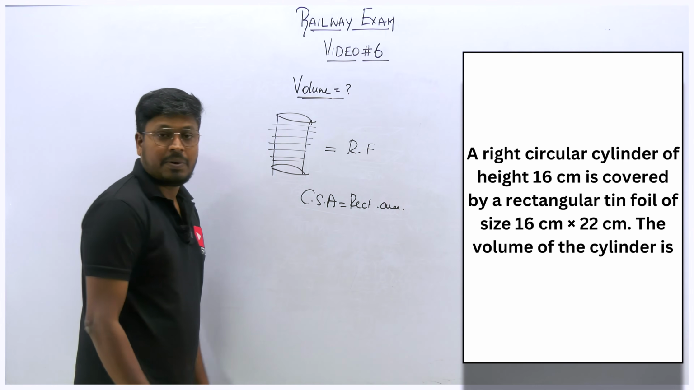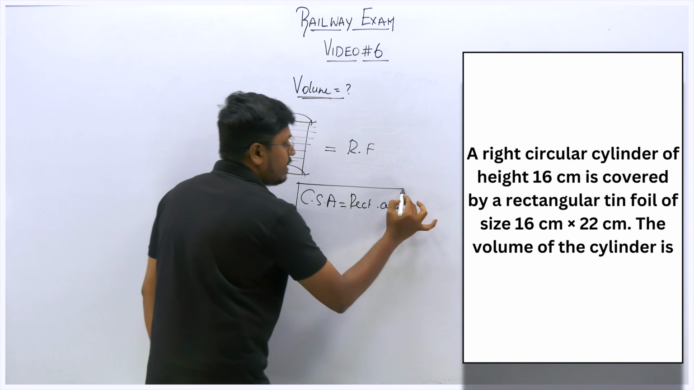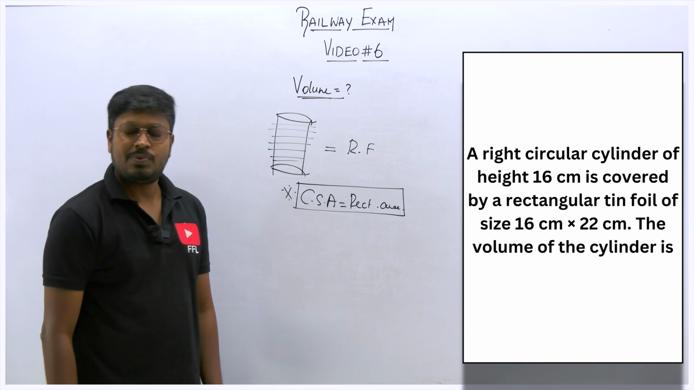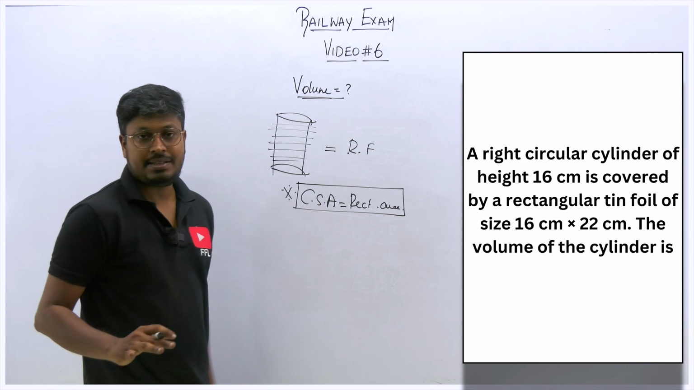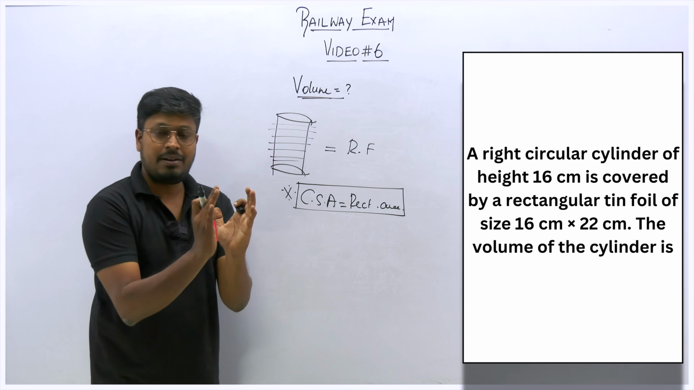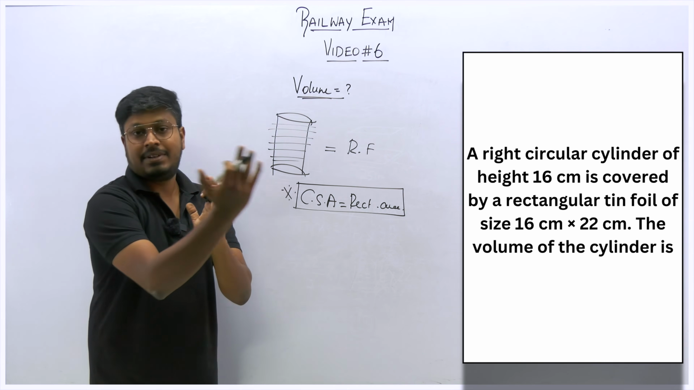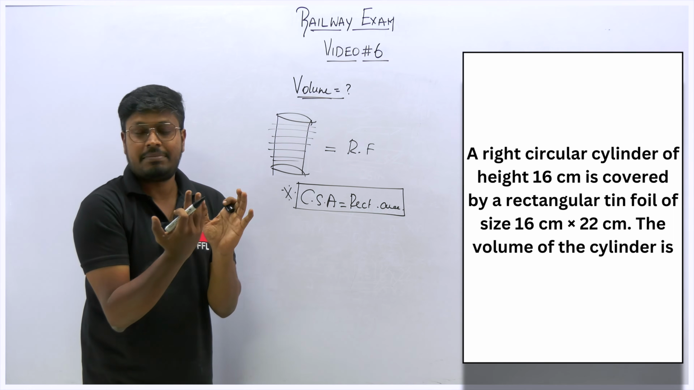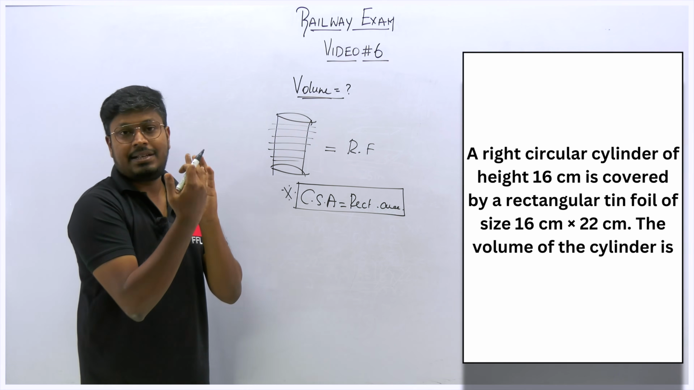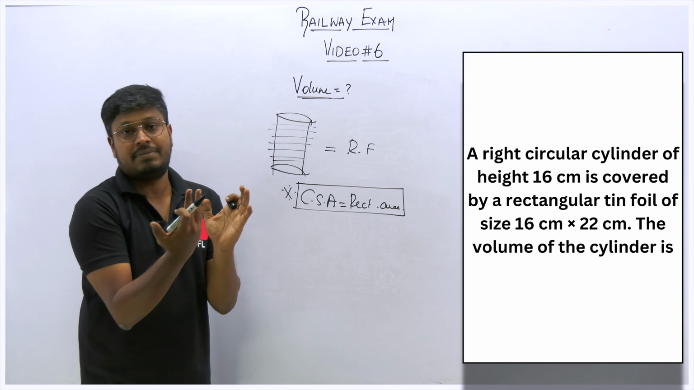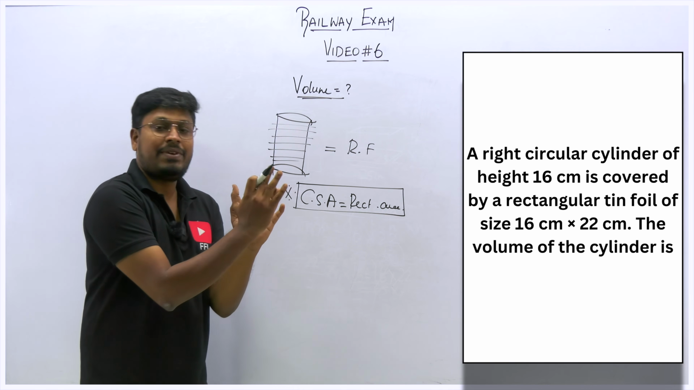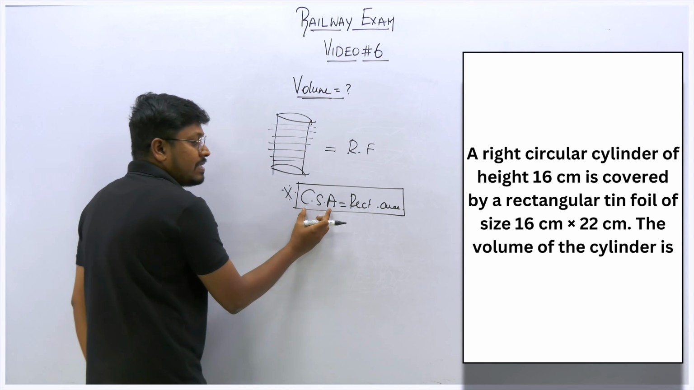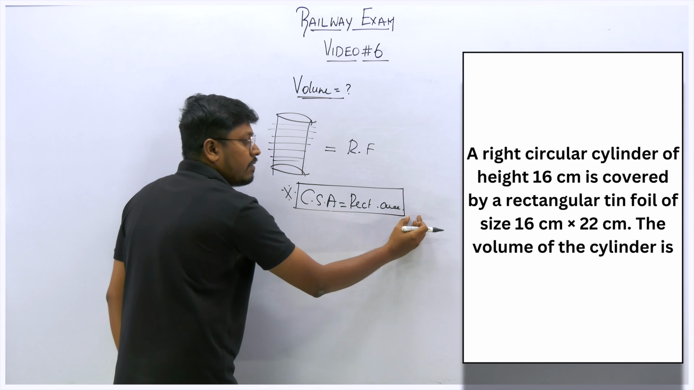So friends, understood or not, right? Only this point is more important in the question. If you are able to understand this, solving the complete question is easy. So friends, understood? If a rectangular foil has been used to cover the cylinder, that means the curved surface area of the cylinder is covered. That means the curved surface area is equal to that rectangular foil area.